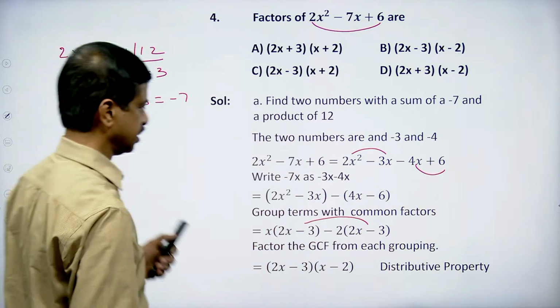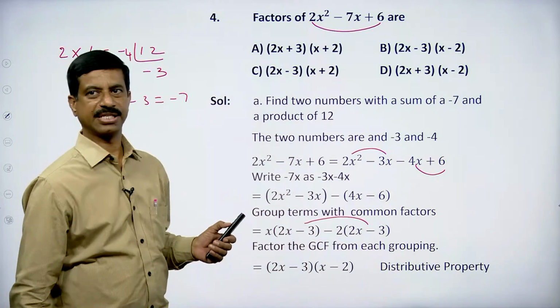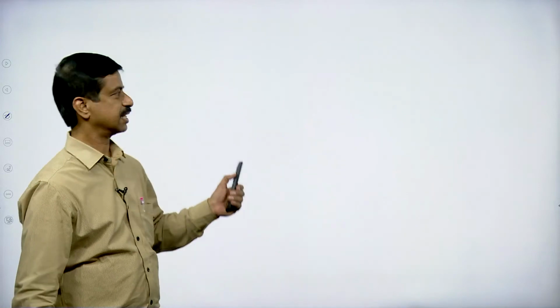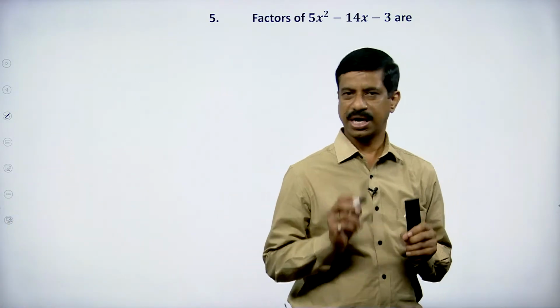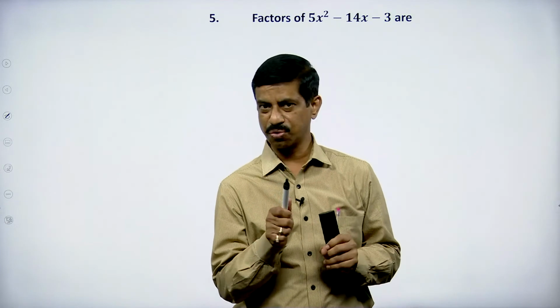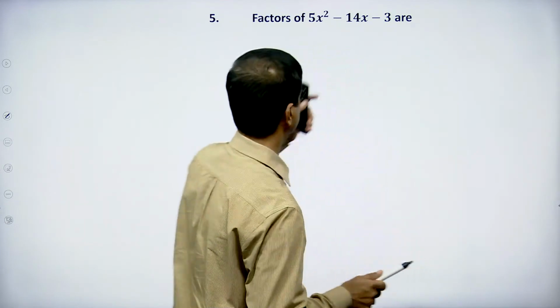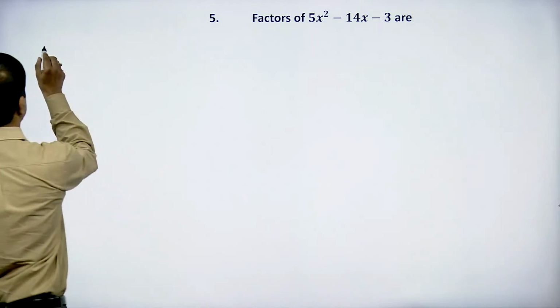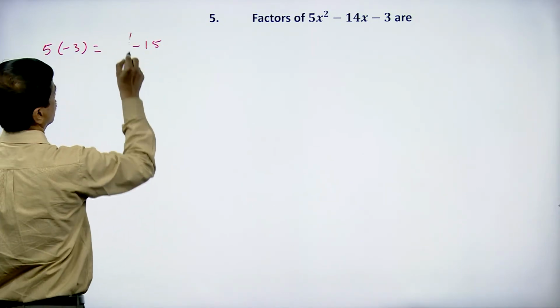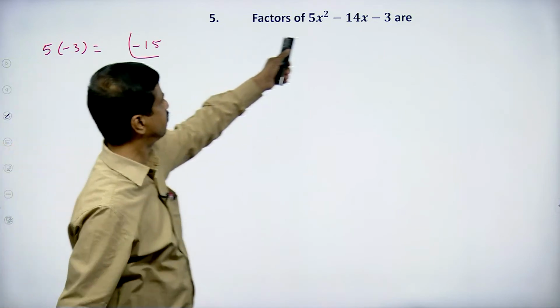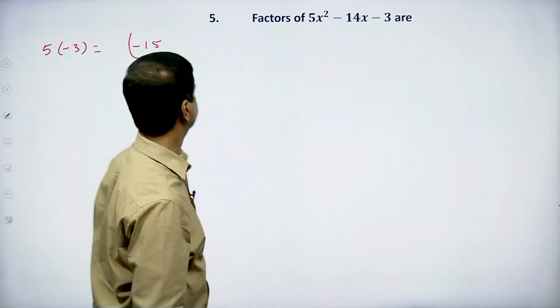Children, have you completed this? So let's move to the next question. He is asking you to find out factors. Again, we are doing the second question on factors once again. Please look at it. 5 into minus 3 is minus 15. Now you should take factors for minus 15 such that you get minus 14.